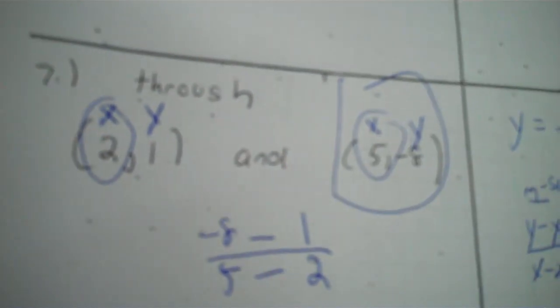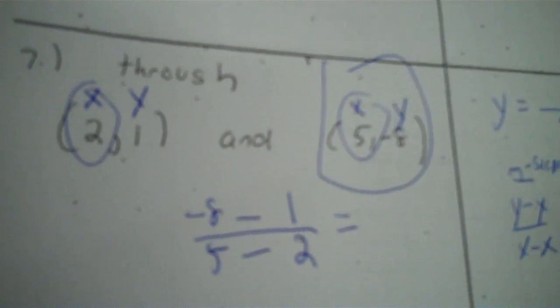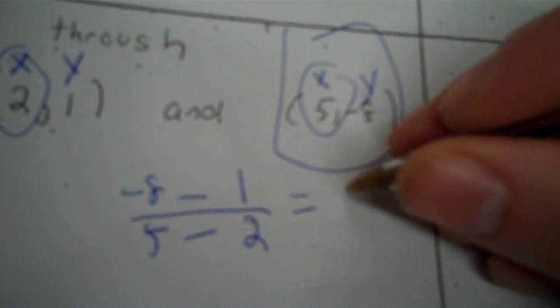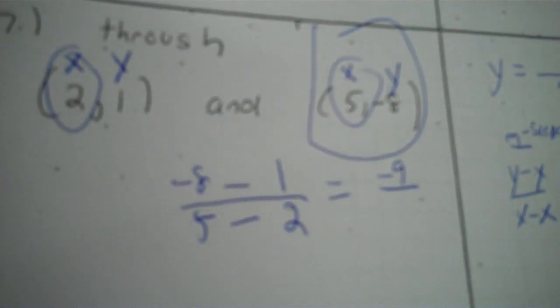Okay, so I look at my x's. We're going to start with this one because that has a higher x. So put your -8 over your 5, and then put your 1 over your 2. Okay. So if you're on a number line and you're at -8 and you go 1 to the left, you'd be at -9. 5 minus 2 is 3. Then I divide -9 by 3, and that's -3. So -3 is your m.